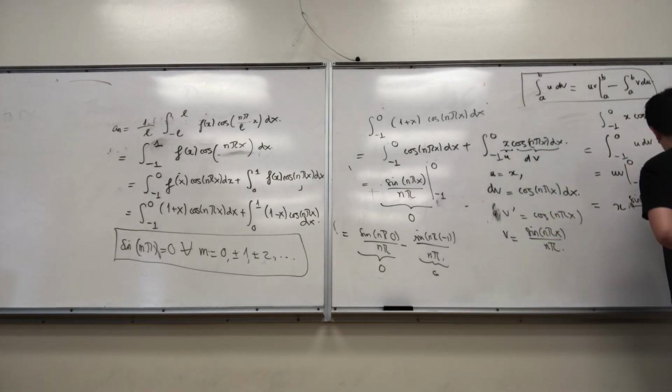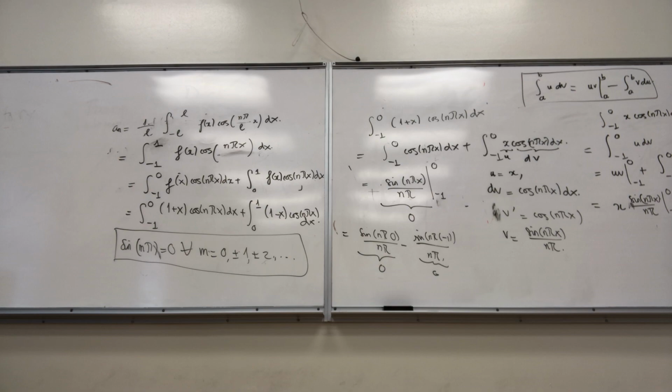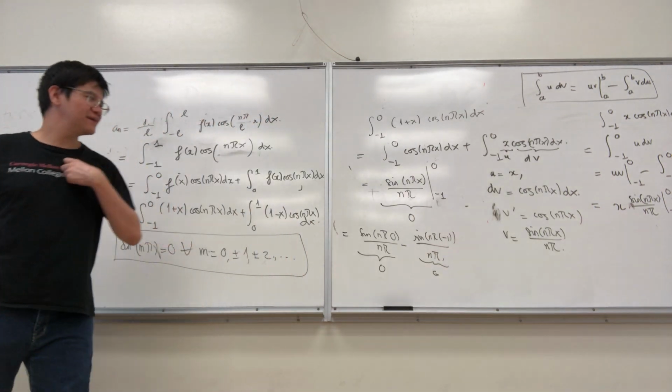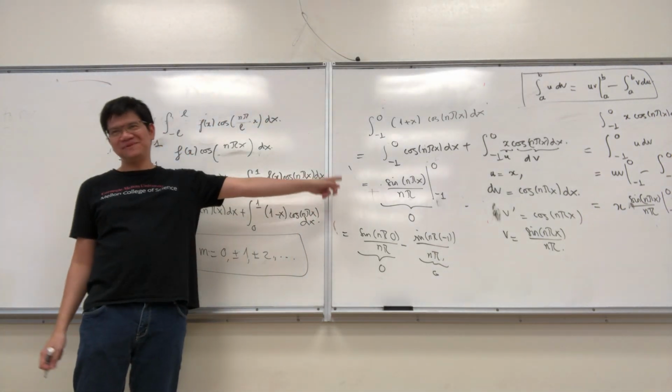And on the other side, I have the integral from minus 1 to 0 of v, which is sine of n pi x over n pi, and I have the dx. Is it minus or plus? Yes, this is minus. So I always make the mistake.